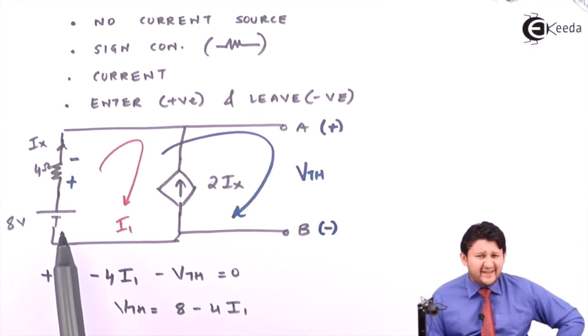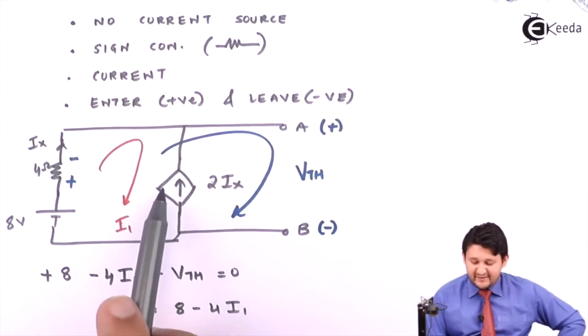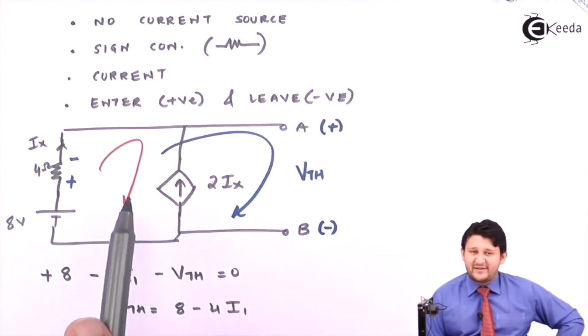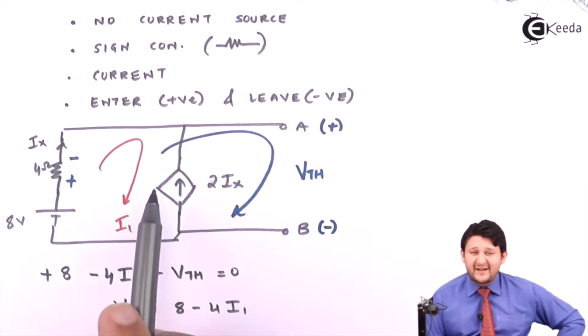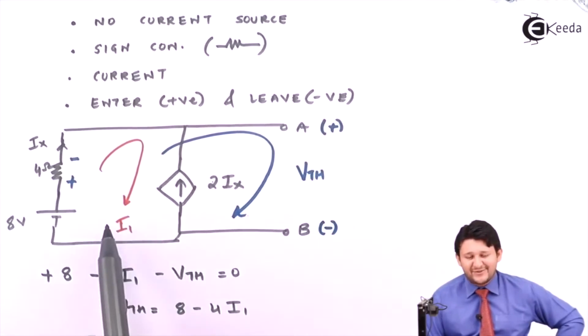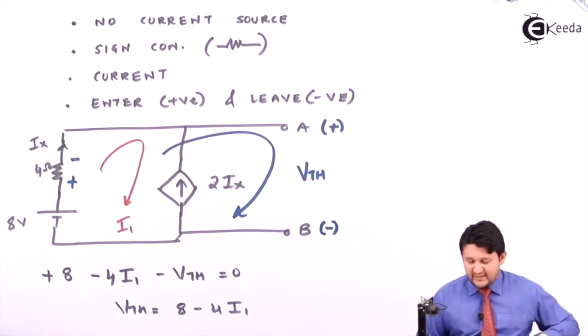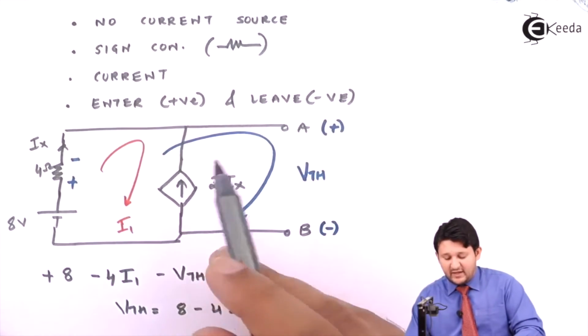When I say KVL, I need voltage application. A voltage, but this is a current. So if I cannot apply a voltage, because there has to be a current source, that means I'll be getting the value for this directly. So let's solve it. That means this direction and this direction are opposite.